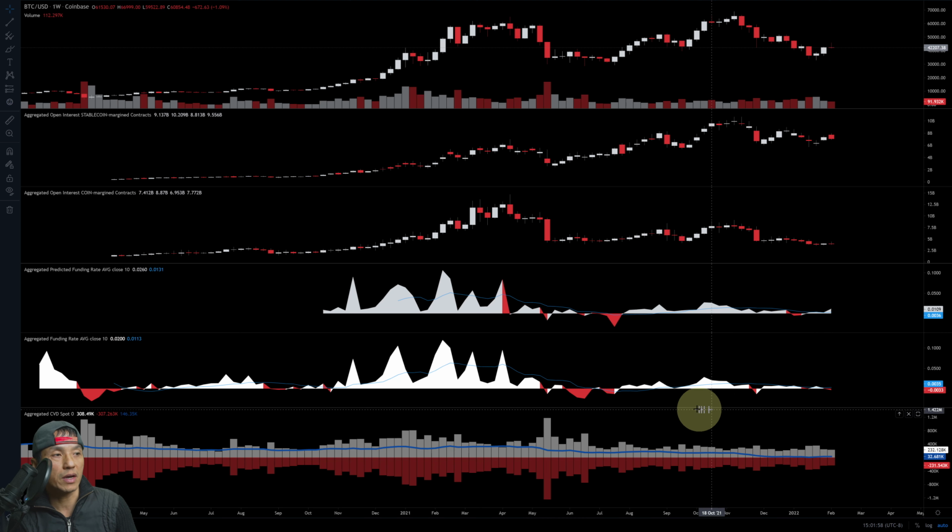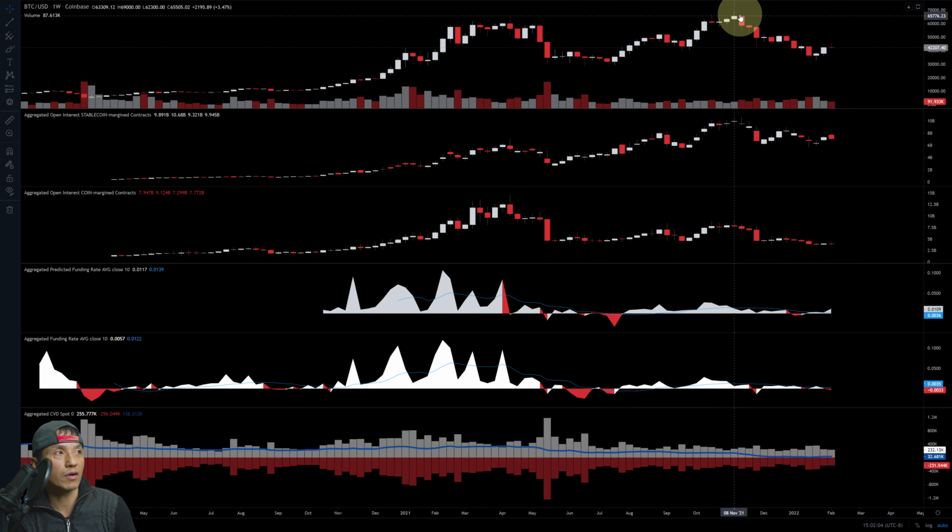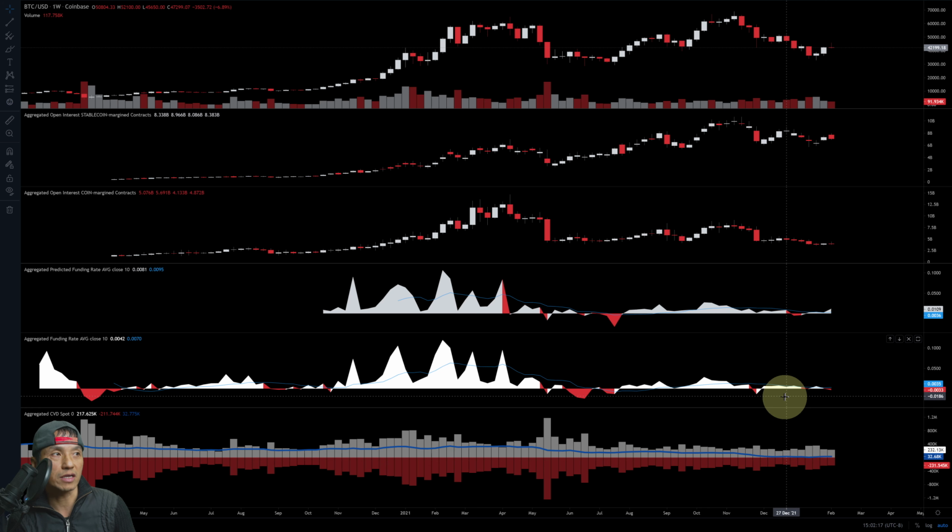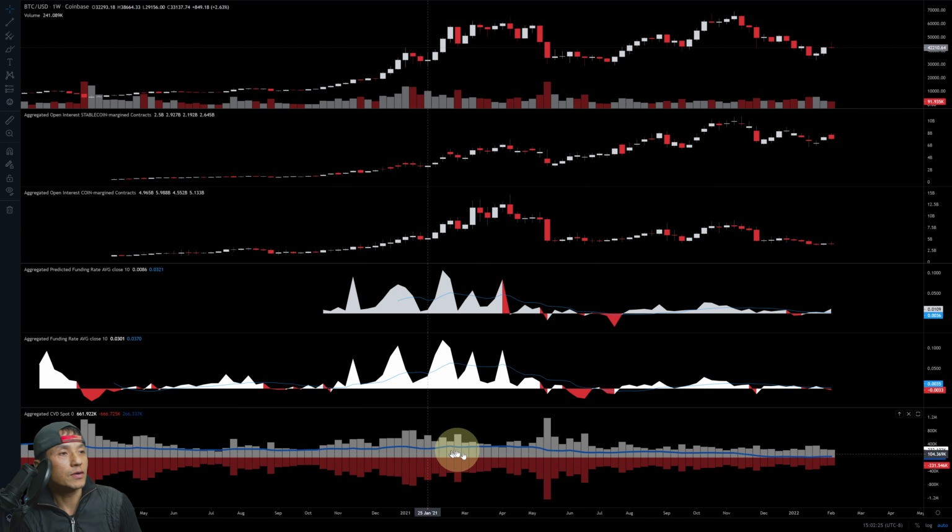What does that mean? I don't know. We gotta wait and see. It could be one of these. So overall, we had this crash here from all-time high down to 33 roughly, and aggregated funding is still mostly positive, more neutral, but mostly positive. That's strange. In all these crashes here, they were red here. All right? So what does that tell us?